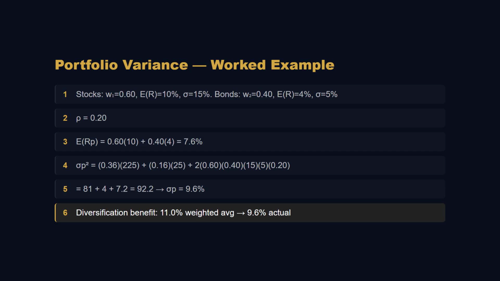Notice, the weighted average of the individual standard deviations would be 0.6 times 15 plus 0.4 times 5, which is 11%. But the actual portfolio standard deviation is only 9.6%. That gap of 1.4% is the diversification benefit, and it exists because the correlation is less than 1.